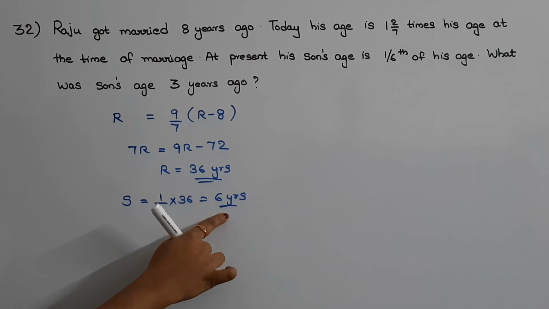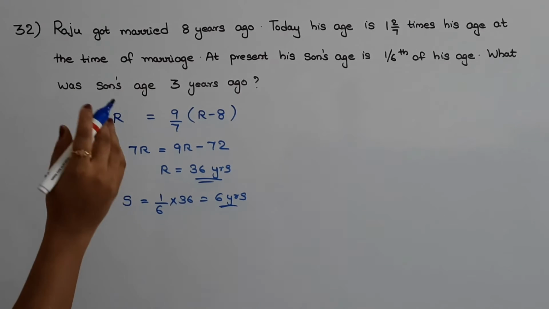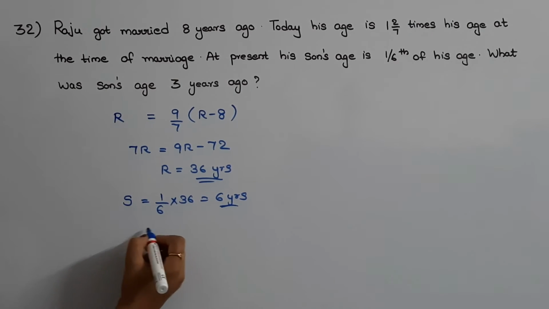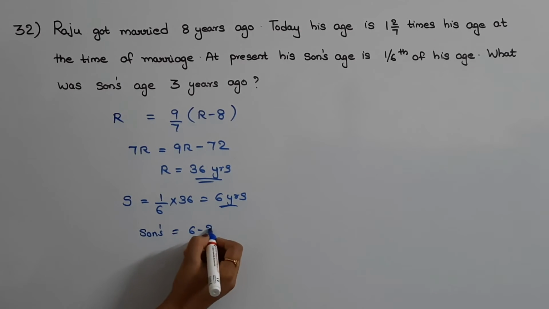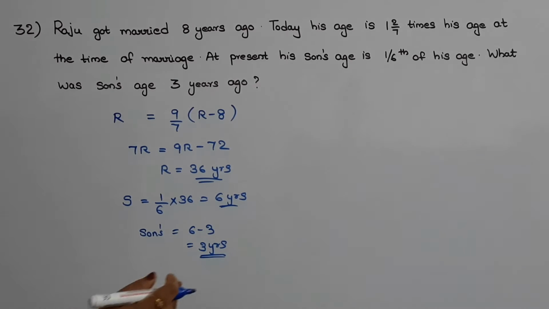If at present it is 6, then 3 years ago it would be 6 minus 3. Okay. So son's age 3 years ago would be 6 minus 3, that is equal to 3 years. So this is the answer.